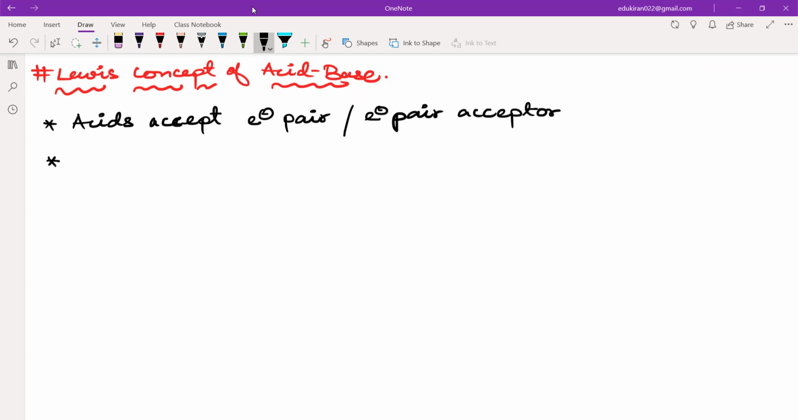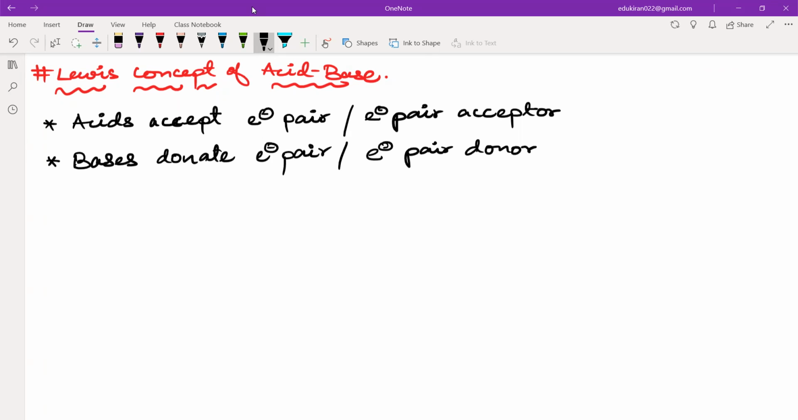And then he said bases. What are bases? Bases donate electron pair. That means these are electron pair donor. So you have A, and you can have anything B. Now, if the B has a lone pair and can give electrons to A, that means you will be forming a bond AB. This will be acid and this will be base.